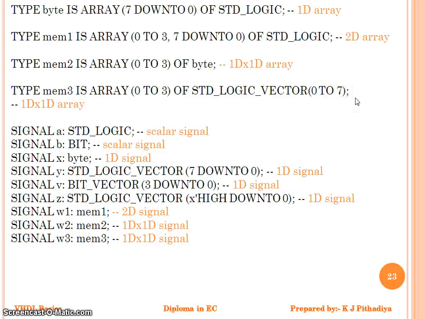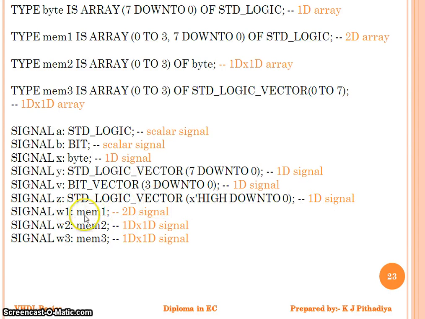So MSB from the leftmost, MSB from the rightmost, that is the difference between 0 to 7 and 7 down to 0. Now we are assigning signal A as a std_logic scalar value, a bit scalar. X is a byte, that is a 1D signal. Std_logic_vector 7 down to 0, that is again 1D, that is assigned to y. Bit_vector 3 down to 0, 1D, that is assigned to v. Z is x'high, where we are considering the MSB, that's why they have written x'high.